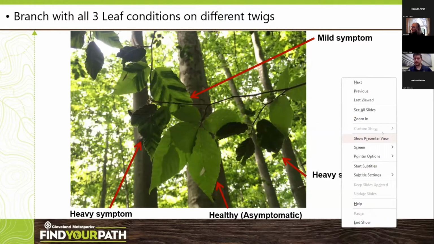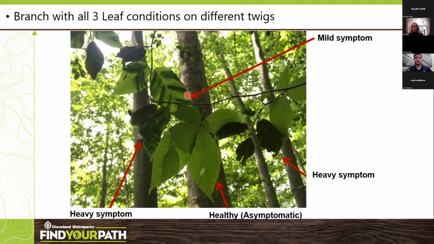Let's see if I can bring up my laser pointer here. Here we go. So we see here, this bud produced just 2 leaves that were all mildly symptomatic. Just a few inches away, we've got a single bud that produced leaves that were all asymptomatic. And then again, just another few inches away, this bud produced leaves that were all heavily symptomatic. Something that's going to be interesting to talk about later is why that might be the case. But we do see all these same symptoms or leaf conditions within the same tree and even within the same branch many times.